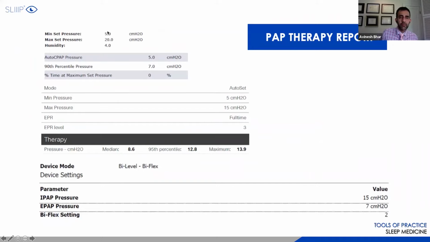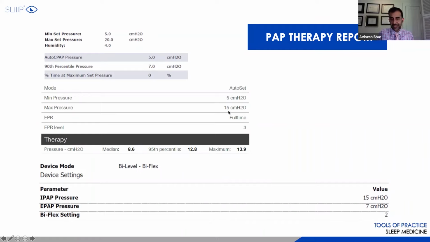This is where you look. The minimum set pressure is 5, max 20. The humidity is what the patient can change on their own. You want to check the 90th percentile. In this case, it's 7, so it's great. I would still leave this 20 up here. I just don't want to tweak and change things too much because there's more work on my end. And if the patient's not complaining or waking up with too high pressures, I leave it as is.